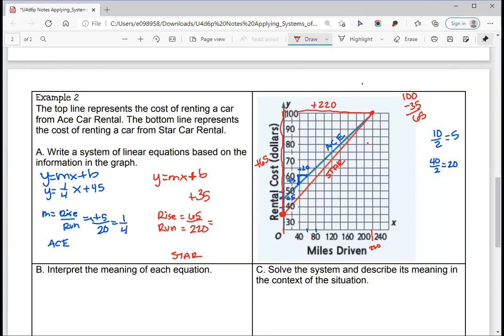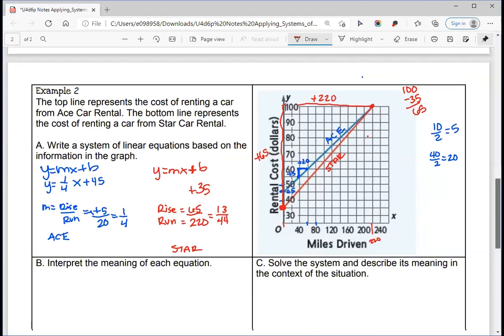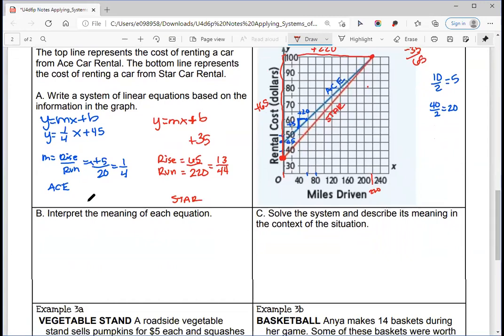And you know what? I'm going to put it in my calculator, which I already did right here. 65 over 220 is 13 over 44. Not very nice looking, but it is what it is. So when we interpret this, we've got one equation right here. Here's our second equation, and this is our slope. That's 13 over 44x. So we're going to interpret the meaning of each one.